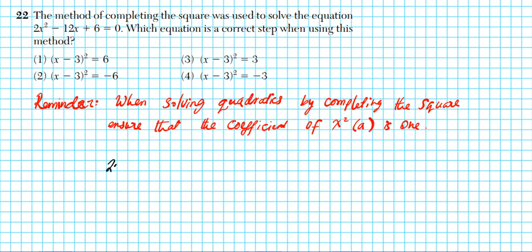We have 2x squared minus 12x plus 6 equals 0. So if we follow the reminder here, we want to make sure that the coefficient of x squared, or a, is equal to 1. What is a here? The a value here is 2. That's no good. We need to fix that. How do we make the a value, or the coefficient of x squared, 1? We divide by the coefficient if it's not 1. So divide every single term by 2. Okay? If we do that, we have x squared minus 6x plus 3 equals 0.